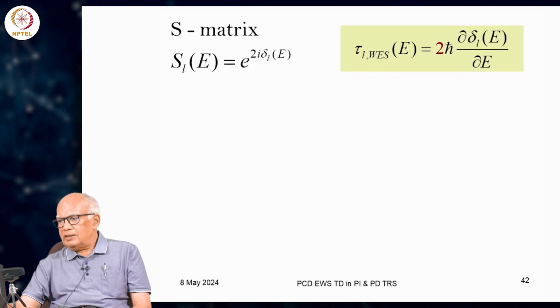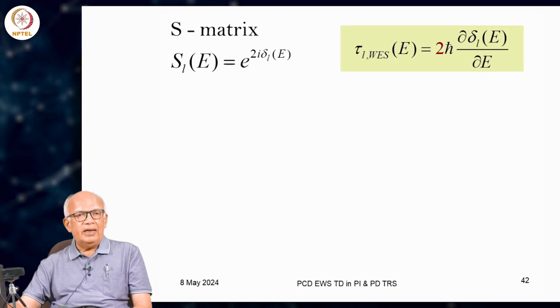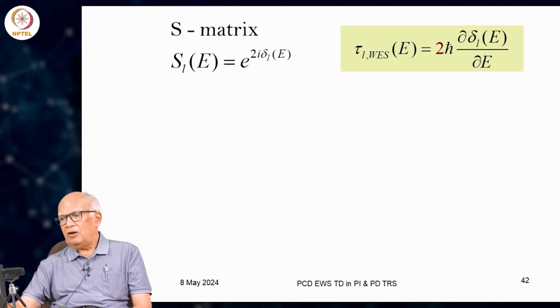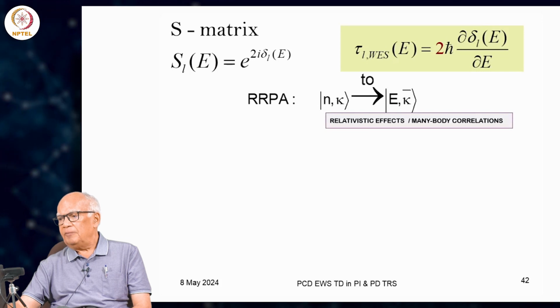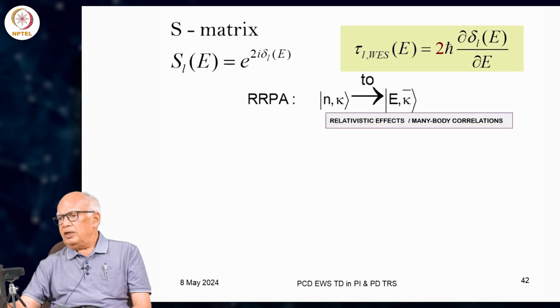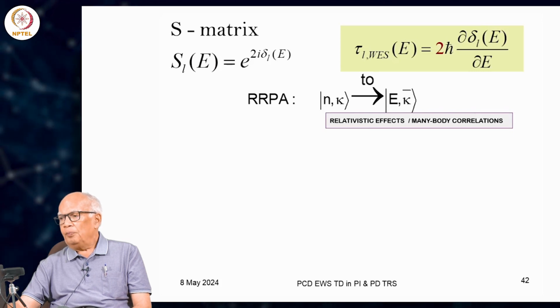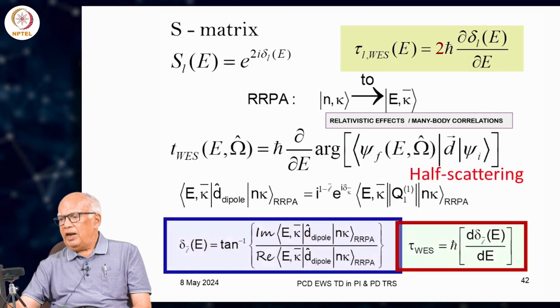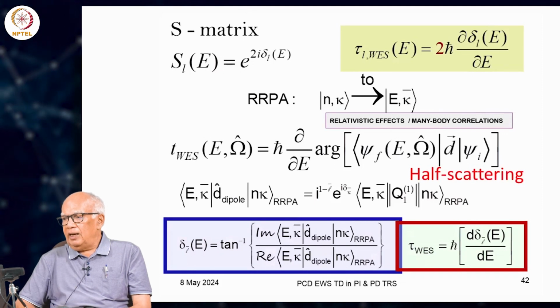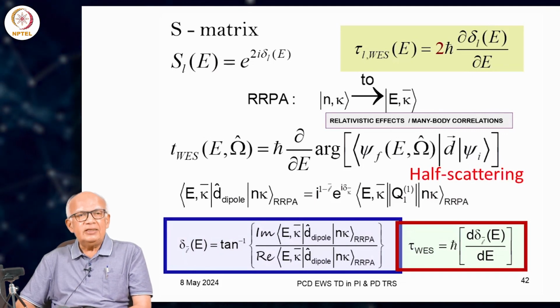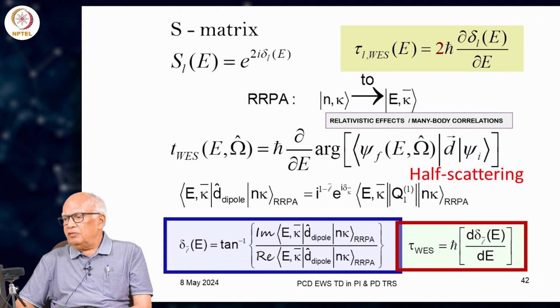It is twice h cross del delta by del E. So, we are going to use this now for photoionization, with the difference that photoionization is half scattering, and therefore, we will drop the factor 2 and we will only have h cross del by del E of the phase, and this is the phase of the matrix element.